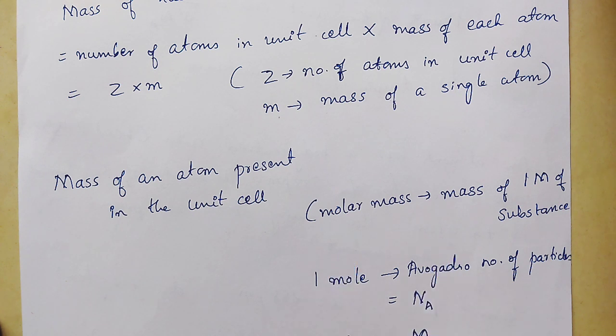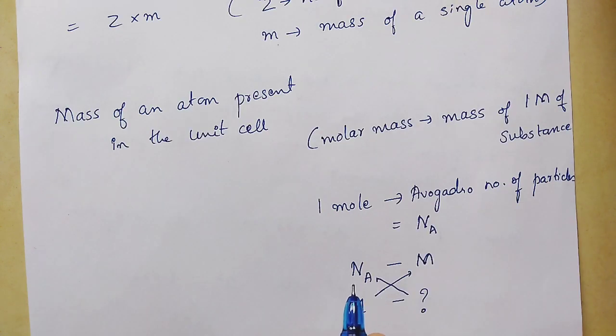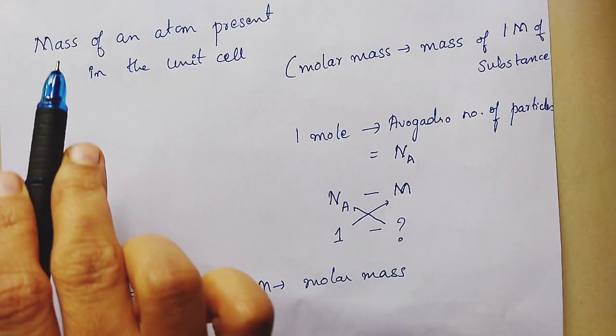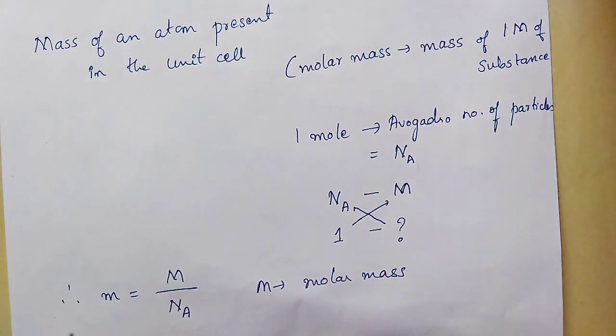What is meant by molar mass? It is the mass of 1 mole of a substance. As we all know, 1 mole of a substance contains Avogadro number of particles, that is represented by the symbol Na. Avogadro number of particles have a mass of M, that is molar mass. In that case, what would be the mass of one atom? Just do the cross multiplication. Therefore, the mass of an atom present in the unit cell, m, would be equal to M divided by Na, where capital M represents the molar mass of the substance.